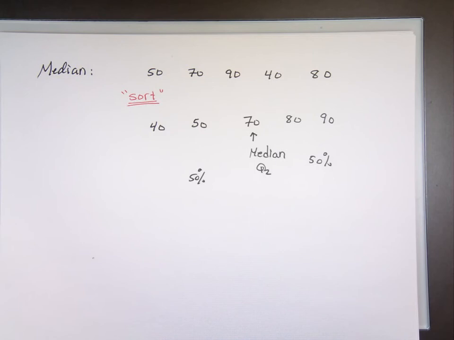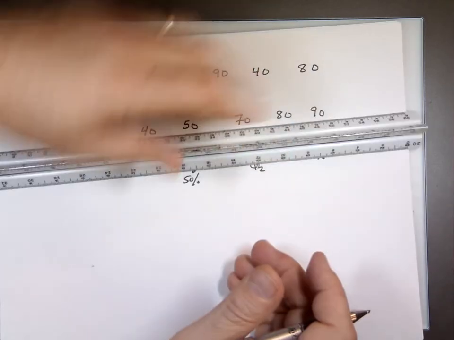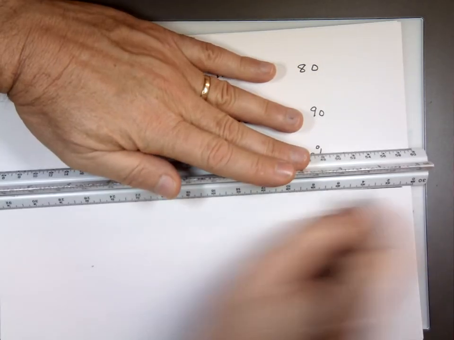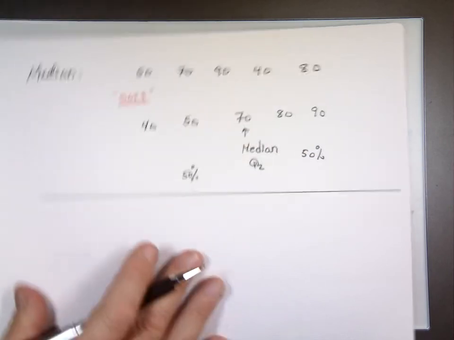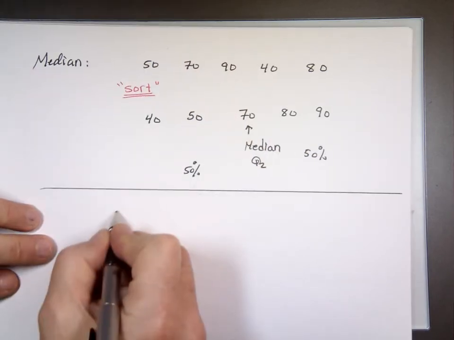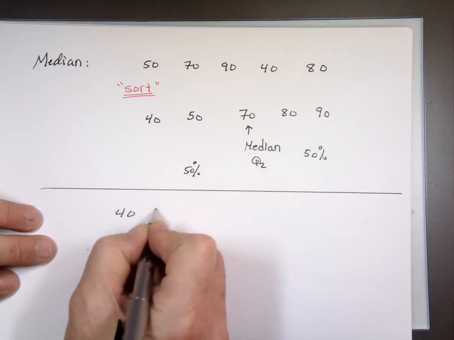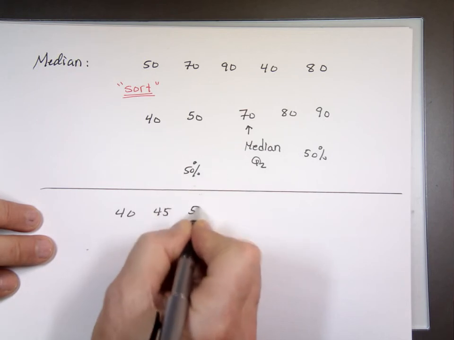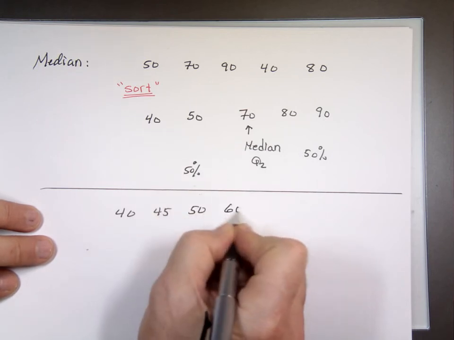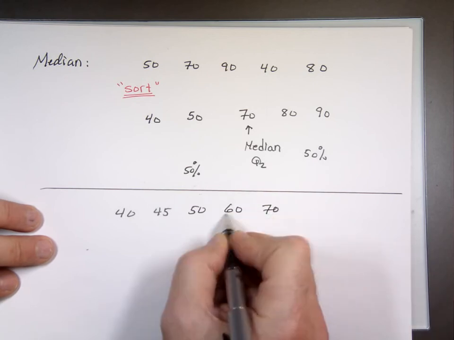The problem with these, what happens when you have an even number of values instead of odd? With odd, it's the middle one, it's easy. What about if you have numbers like this? I'll put them in order even. 40, 45, 50, 60, 70, 80.